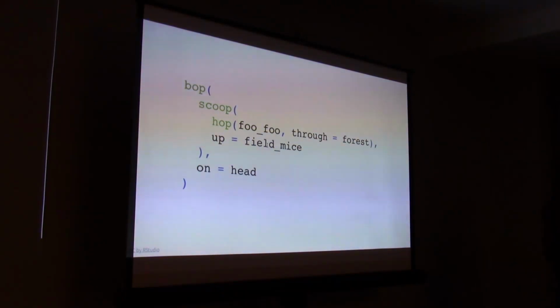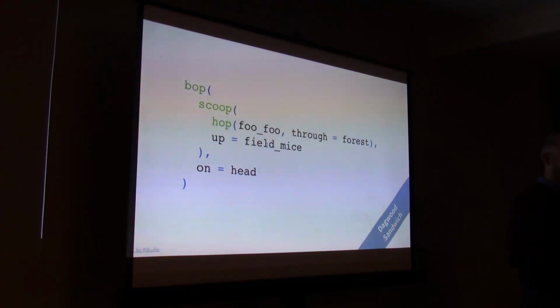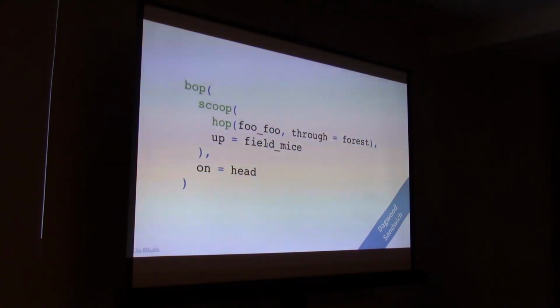Another alternative way to write this would be to do nested calls. The problem here is the so-called Dagwood sandwich problem. You have this huge sandwich of various parts, and it's hard to match up. The arguments for scoop end up down here, and the arguments for bop end up way down here. You also have to read this inside out, right? You first have your foo-foo, and then it's hopping through the forest, and then it has to scoop up the field mice, and then bopping them on the head. So it's much harder to read code that looks like this.